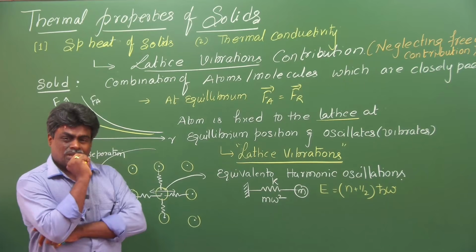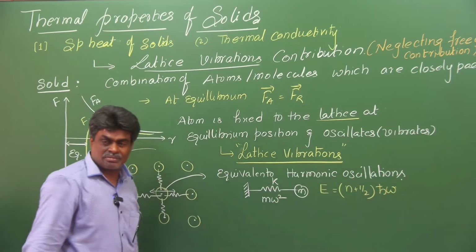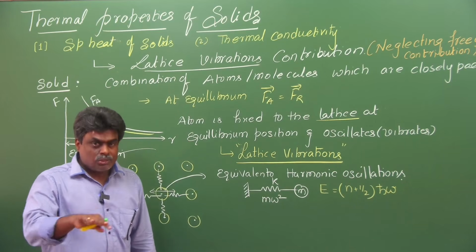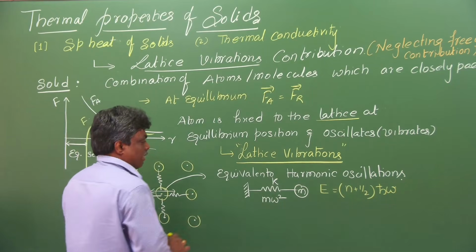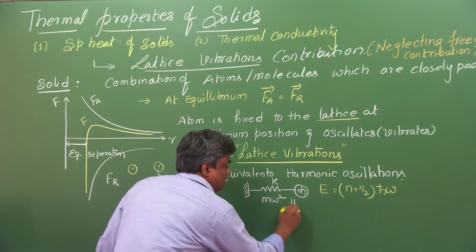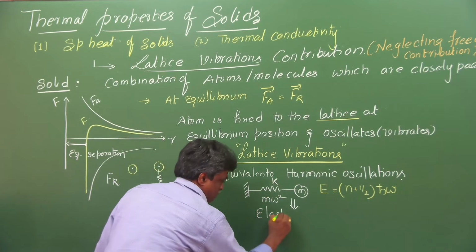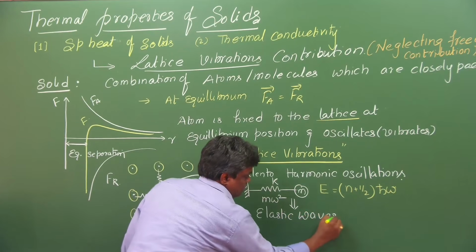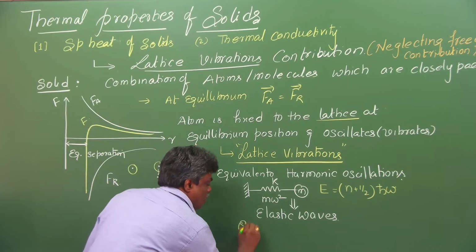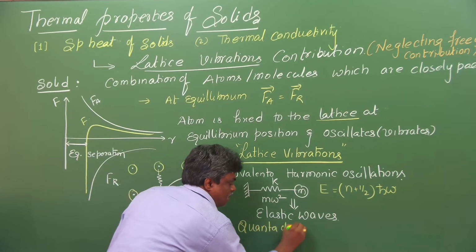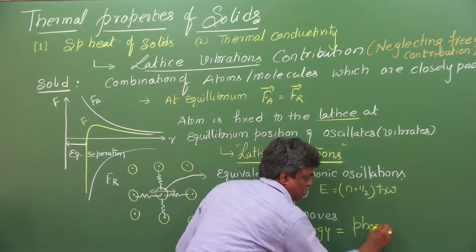And how to visualize these oscillations? It's simple. These are equivalent to harmonic oscillations: a 1D harmonic oscillator, 2D harmonic, 3D harmonic oscillator. Whenever you are talking about harmonic oscillations, you are getting some waves called elastic waves. And these elastic waves have quanta of energy. Could you please tell me what is the quanta of energy here? Phonons.